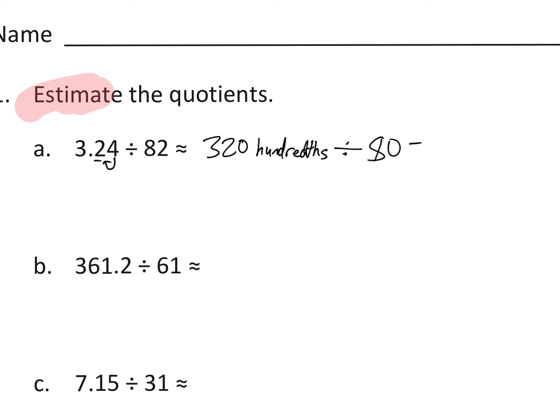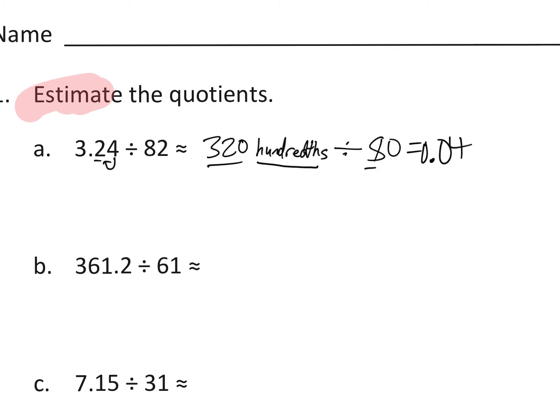And so I know that if I drop this 0 and this 0, I'd really just be doing 32 divided by 8, and that gives me 4. But I'm talking about hundredths. So I'm going to make this 4 be in the hundredths place. So if that's the hundredths, then I need a tenth and then my decimal right there. So I'd have 0.04. Something like that.